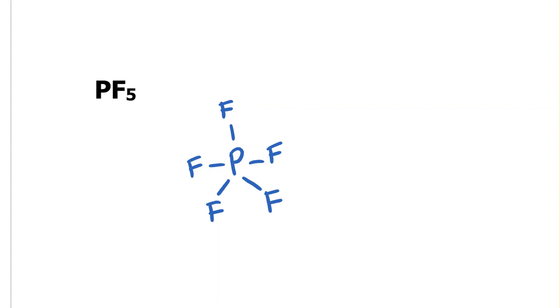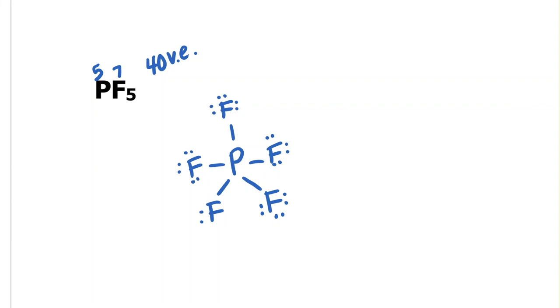So phosphorus, how many valence electrons does it normally have? It normally has 5, from its column on the periodic table. Fluorine has 7, so 5 times 7 is 35, plus 5, that's 40 valence electrons this normally has. So I've got to put a lot more on. How many do I have on there now? I have 10. So I'm just going to start putting them on these fluorines because I know fluorine needs 8.